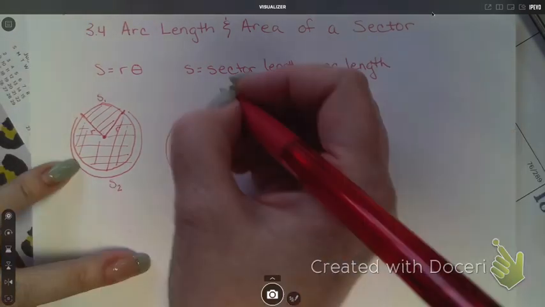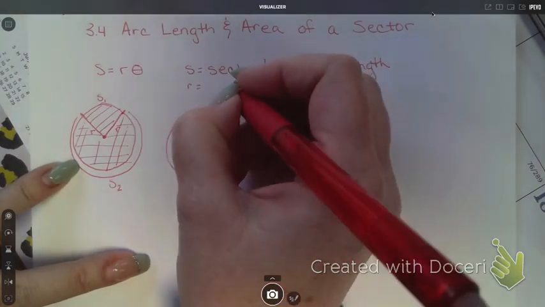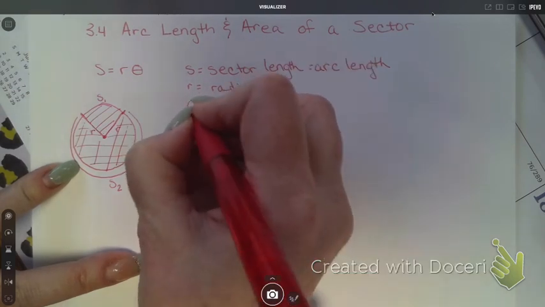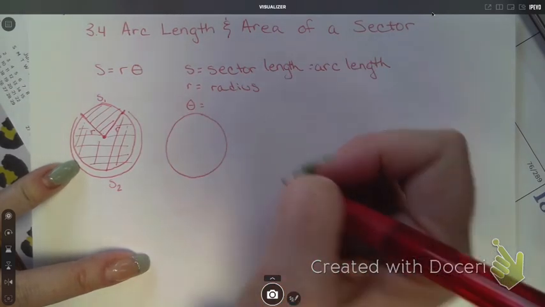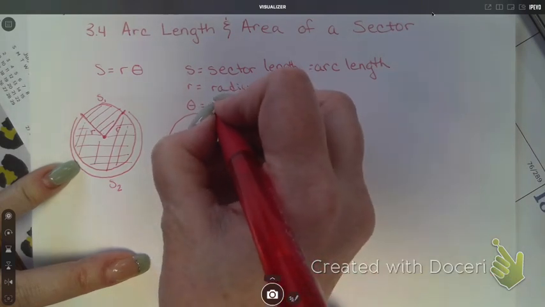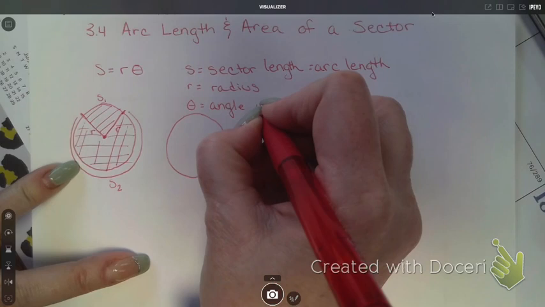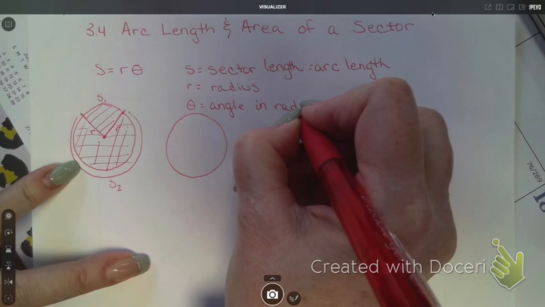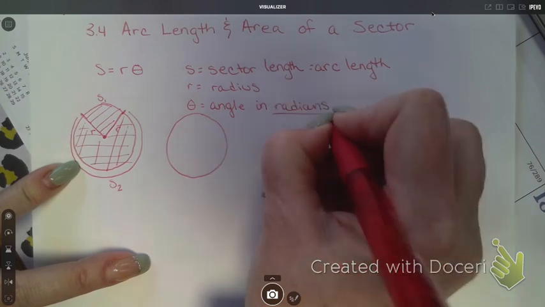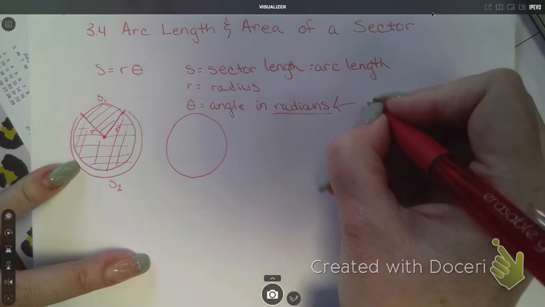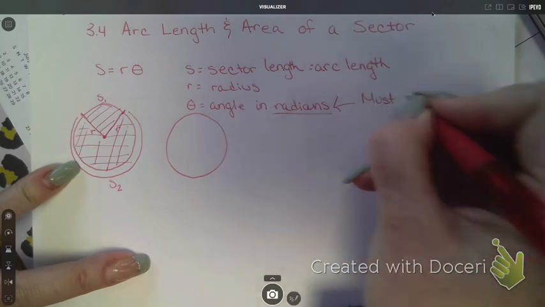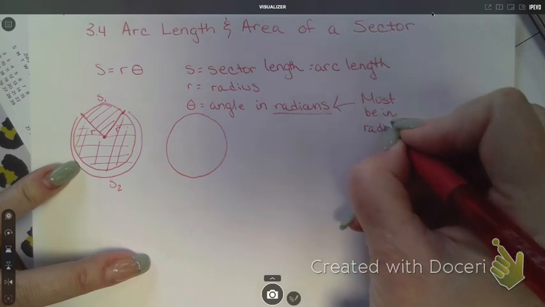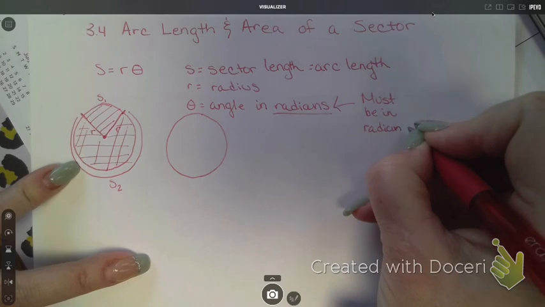Okay, what is R? Radius. What is theta? It's the angle in what? Radians. Must be in radians. If it is not in radians, then you have to put it in radians.